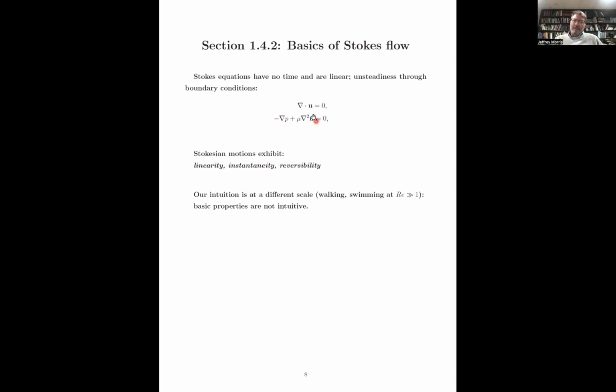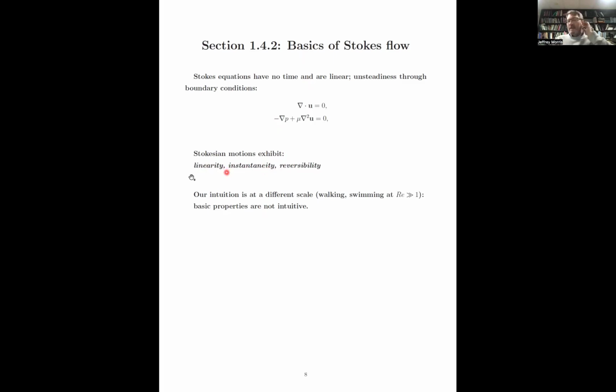But these are linear, and linearity is important. They also have no time, right? So there's no time involved in these equations. And so, in fact, in order to predict unsteady motion, unsteadiness in these equations must come from the boundary conditions. And the boundary conditions for the cases we're going to be considering are the motions of the particles. Okay, so those are the boundary conditions on the fluid mechanics. So we have linearity, which leads to, in fact, instantaneity and reversibility. So let's talk about what that means. Instantaneity meaning no time in this case, basically.